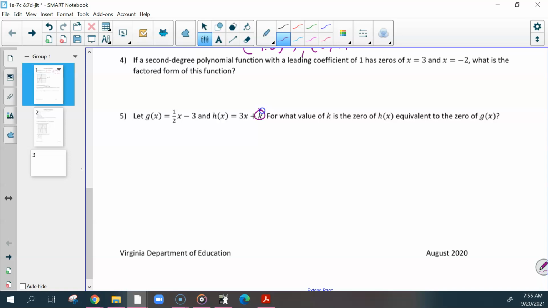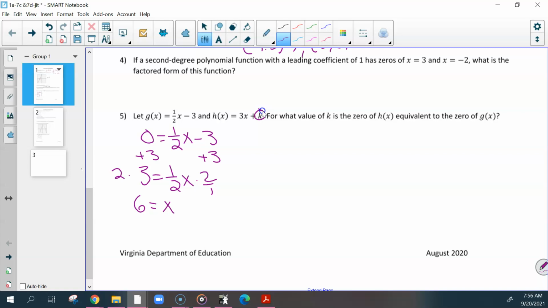So first, I would need to see what is the 0 of this equation by figuring out what that is. So set g of x equal to 0 and solve. To get rid of the 1/2, I would multiply both sides by 2, or 2 over 1. So I can say the 0 of g of x is 6.